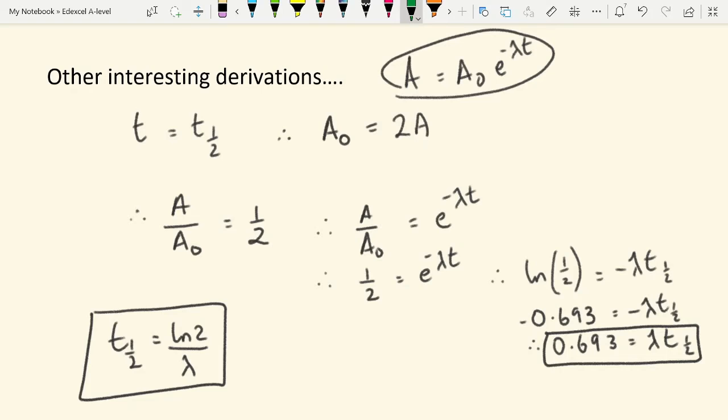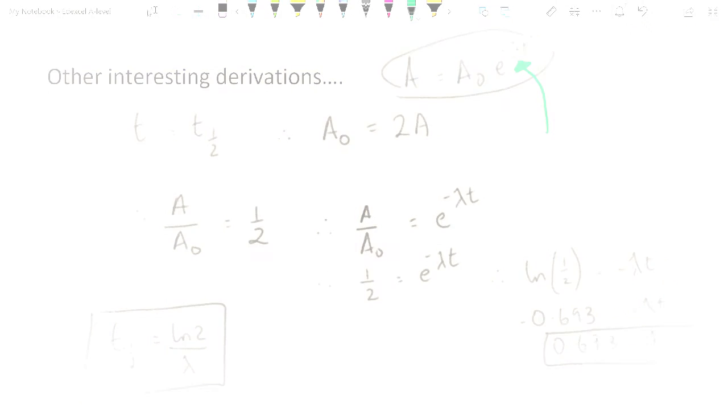This is an equation that is used a lot in exam questions. So they'll give you the half-life so that you can find the decay constant and put it into this equation up here, so that you can find the current activity of a sample when its original activity was blah. So that's interesting derivation number 1.